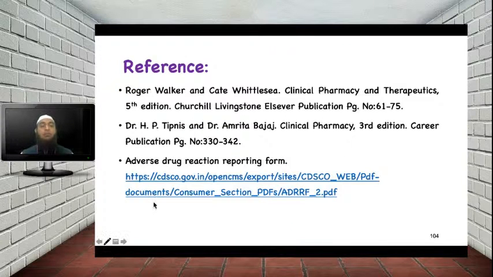So I am done with today's session. I have referred to these two textbooks to gather the content of today's session: Rogers and Walker, and Kat Vitlesia, then Dr. H.P. Tipnis and Dr. Amrita Bajaj. And the form we have seen, the adverse drug reaction reporting form, was downloaded from the cdsco.gov.in website. So it is already available. If you follow this link, you will also get this.